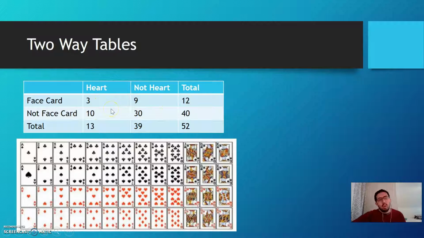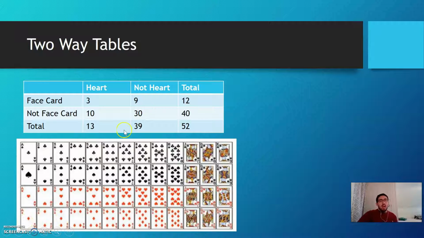Now, where did all of these numbers come from? Face card and it's a heart: that's these three cards right here. Face card that is not a heart: 1, 2, 3, 4, 5, 6, 7, 8, 9. Not a face card, but is a heart: 1, 2, 3, 4, 5, 6, 7, 8, 9, 10. And then the rest of the cards that are not hearts and not face cards: 1, 2, 3, 4, 5, 6, 7, and so on and so forth. There are 30 of them.